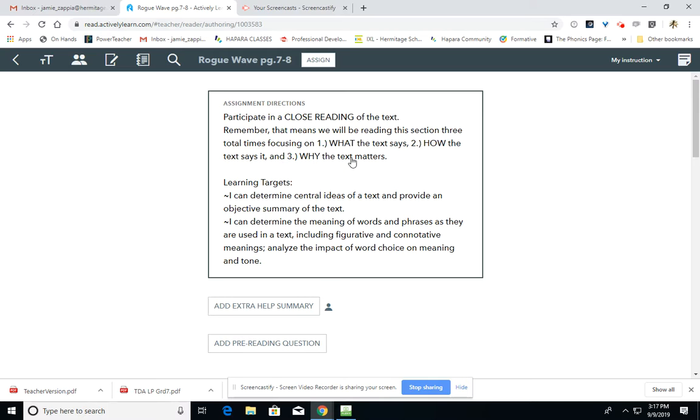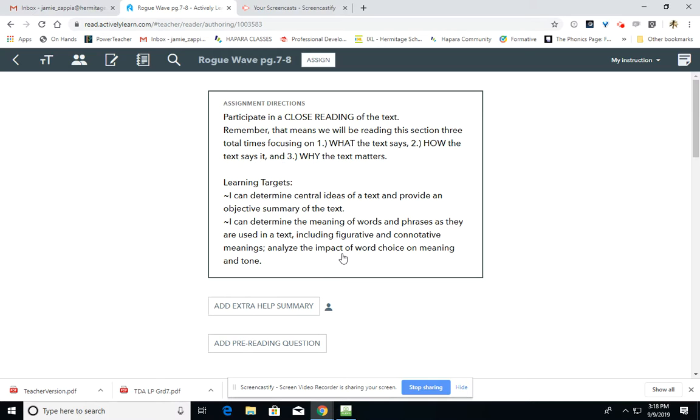As we do this activity, we're going to focus on 2 specific learning targets. That's I can determine a central idea of the text by providing an objective summary, as well as I can determine the meaning of words and phrases as they are used in text, including figurative language and connotative meanings, and analyze word choice on meaning and tone.